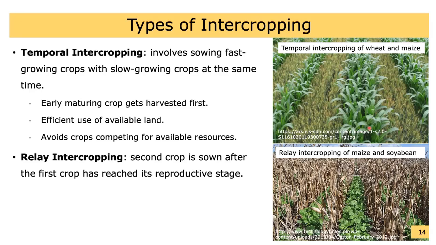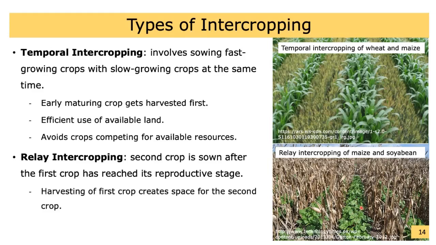Fourth type is called relay intercropping. In relay intercropping, the second crop is sown after the first crop has reached its reproductive stage. In this picture, maize has reached its reproductive stage, whereas soybean is starting to grow. Harvesting of the first crop creates space for the second crop, and both the crops can be harvested separately.